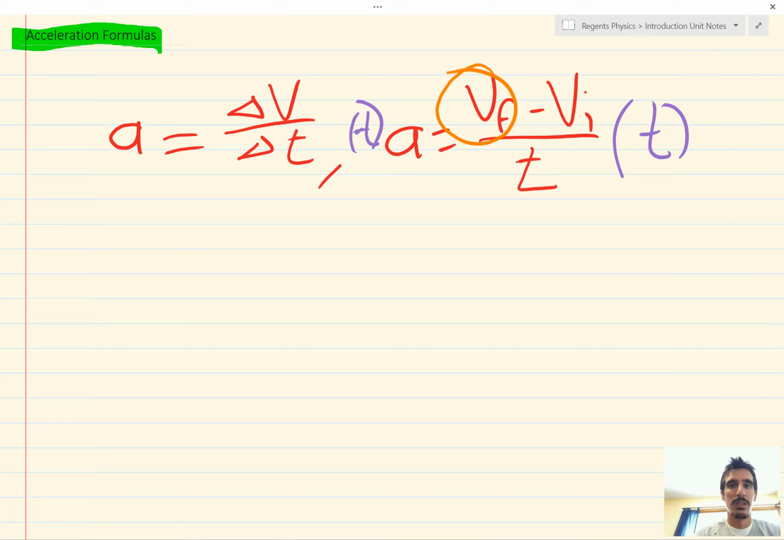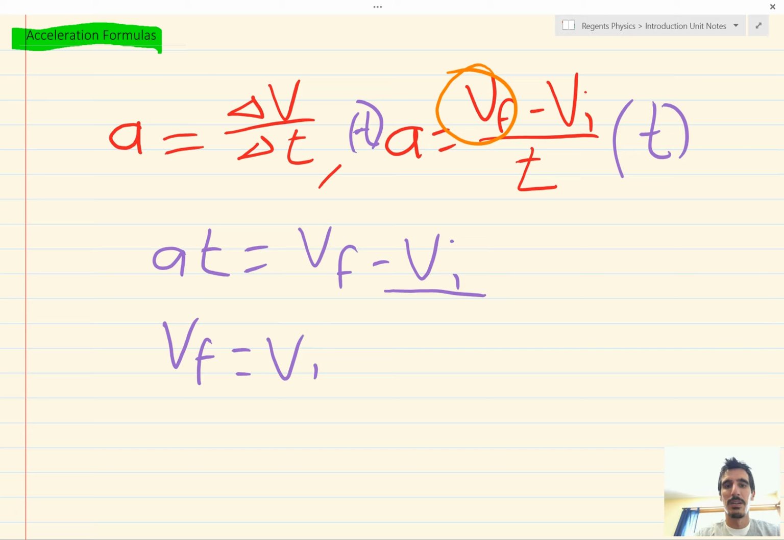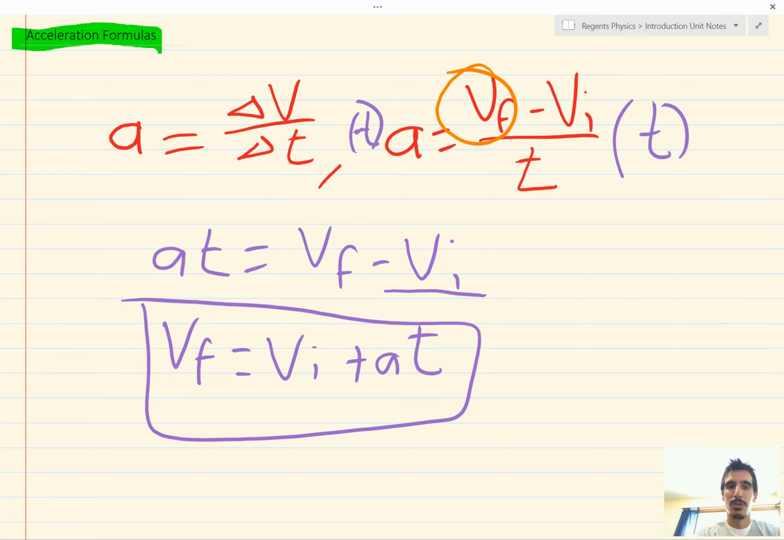And that leaves us with a times t is equal to VF minus VI. So now we want to move the VI over. We'll do that by adding it. And our final answer is VF equals VI plus AT. And we'll call this Formula 1.